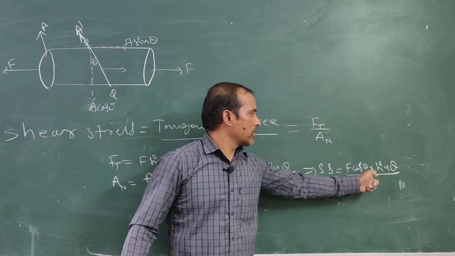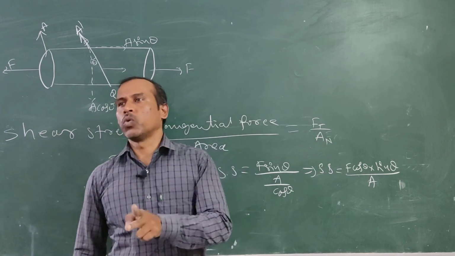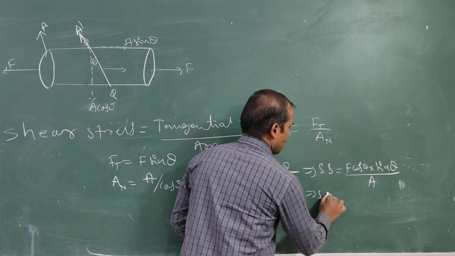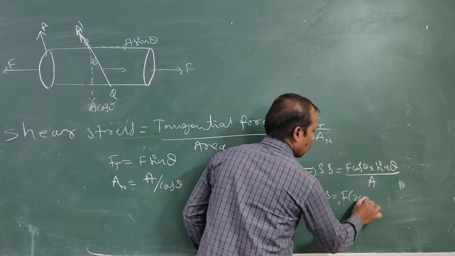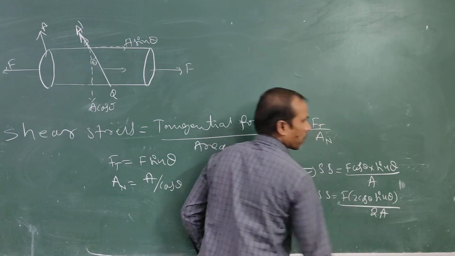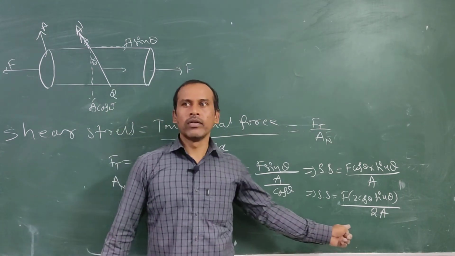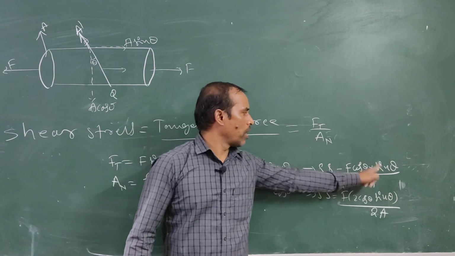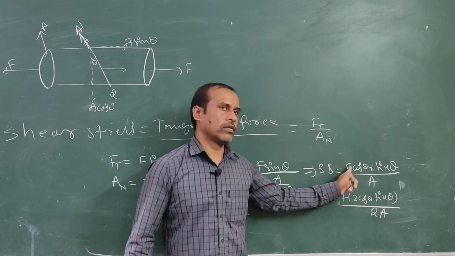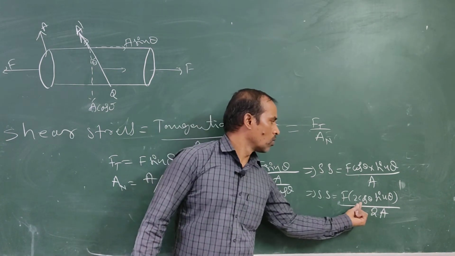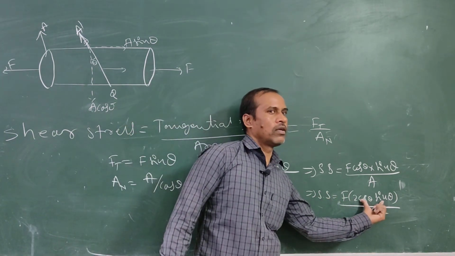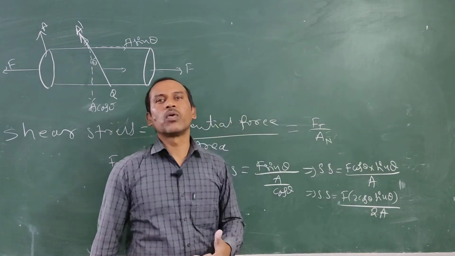So multiply and divide this equation with 2. Then shearing stress is equal to F into 2 cos theta sin theta by 2A. Clear? Doubt? What we did is multiply and divide with 2. 2 by 2 cancel, remaining the same equation. So 2 cos theta sin theta is equal to sin 2 theta.